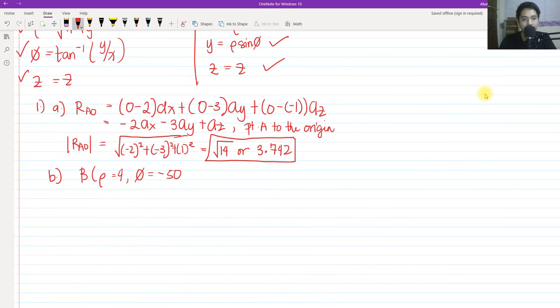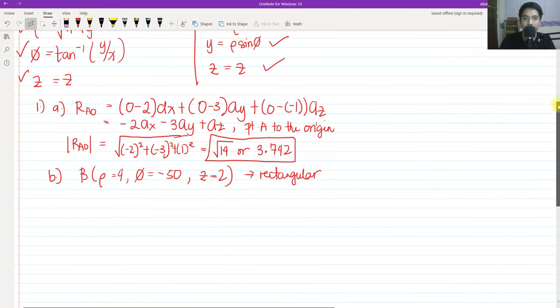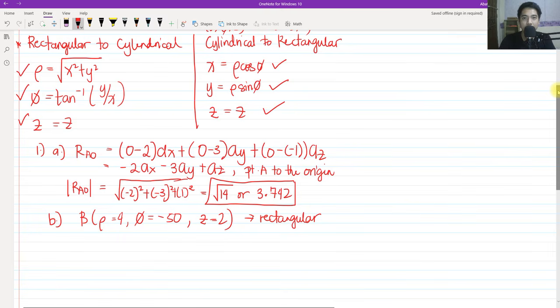This is negative 50, and then we have z equals 2. So we're going to convert this into rectangular. Take note that your calculator should be in degree mode when you are converting these values. So we have cylindrical to rectangular, and we're going to use the following formula.